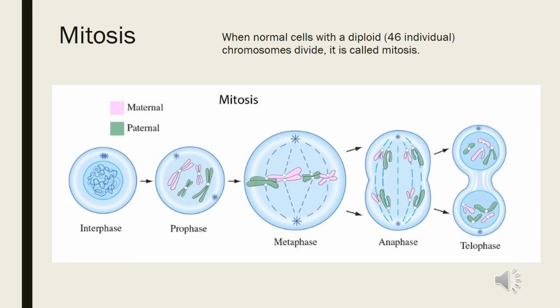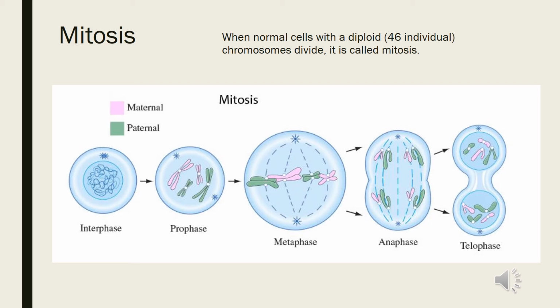When a normal cell divides, it is called mitosis. The first stage of mitosis is interphase, and it is the time between cell division. DNA is present in thin strands called chromatin, and during the S phase of interphase, DNA replicates.